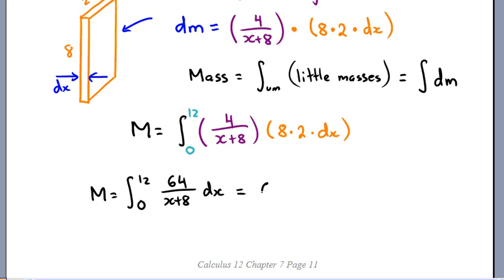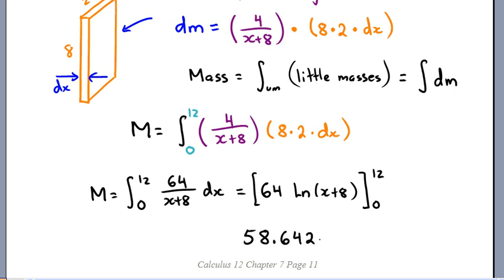The 64 is going to hang around, and then we're going to have a ln of x plus 8. I don't really need to put absolute value bars on that because I'm going from 0 to 12. When I add 8 to that, I will have no negative problems at all. And now I would need to go to my calculator to evaluate this, and it's 58.6426.